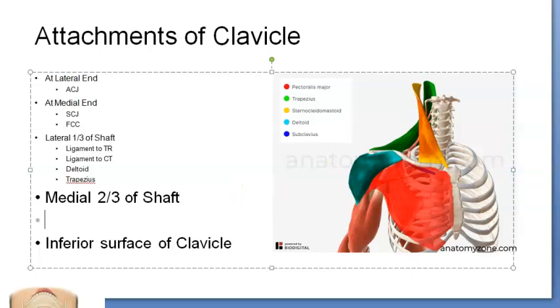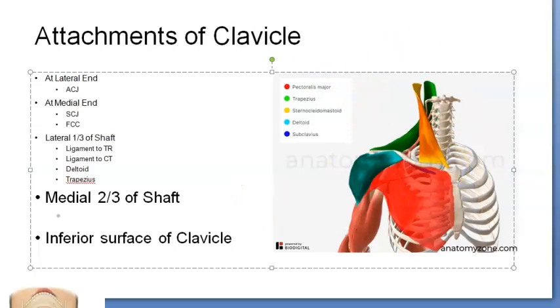Now medial 2/3 of shaft, what do you see? Medial 2/3 of shaft is here. So definitely some portion of deltoid I am seeing. And what is this? This looks like pectoralis major, and this looks like what? Sternocleidomastoid. So that and all we'll write here.